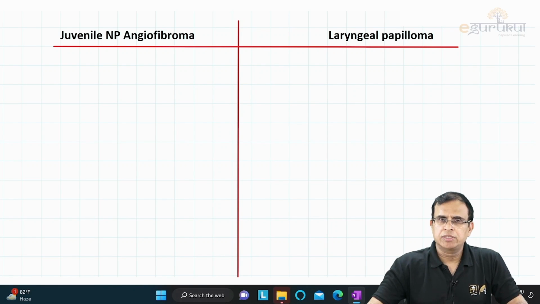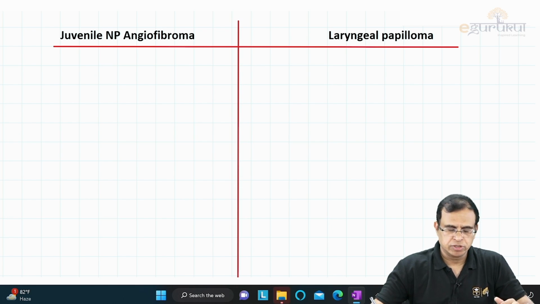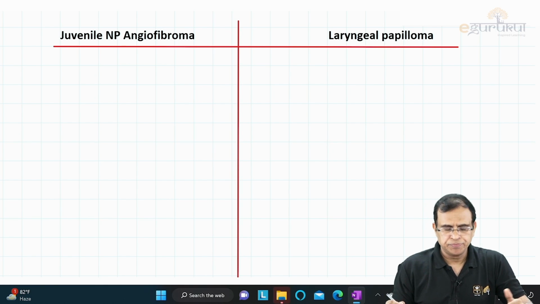We'll mainly talk about the tumors of the throat, or you can say neoplastic growths, and a few mentions of the surgeries that we do. These are both benign growths, juvenile nasopharyngeal angiofibroma and laryngeal papilloma. They are both benign growths, one in the nasopharynx, one in the larynx, of course. So we'll again compare so that it becomes easier to remember.